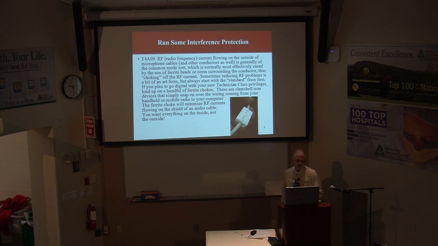If you plan to go digital with your new tech class privileges, load up on a handful of ferrite chokes. Again, they're really cheap and pretty easy to put on. It's one of the easiest things anybody can do. These are clamshell iron devices that simply snap over the wiring coming from your handheld to your mobile radio or your computer. The ferrite choke will minimize the RF currents flowing on the outside of the shield of the audio cable. You want everything inside, not outside.